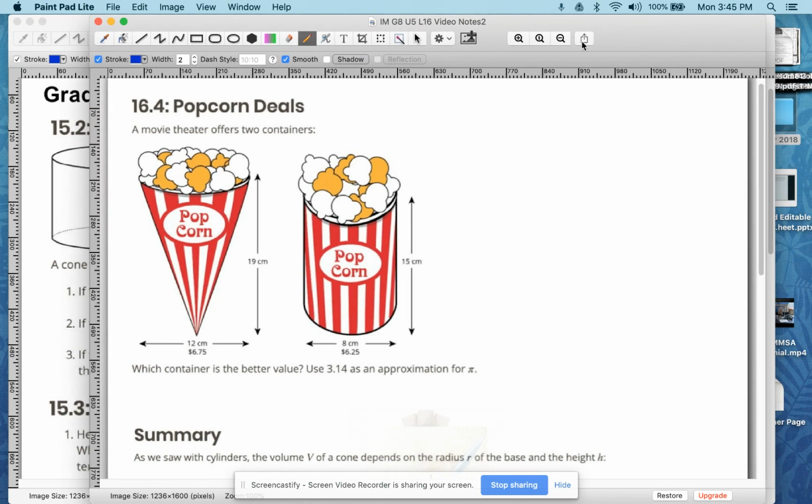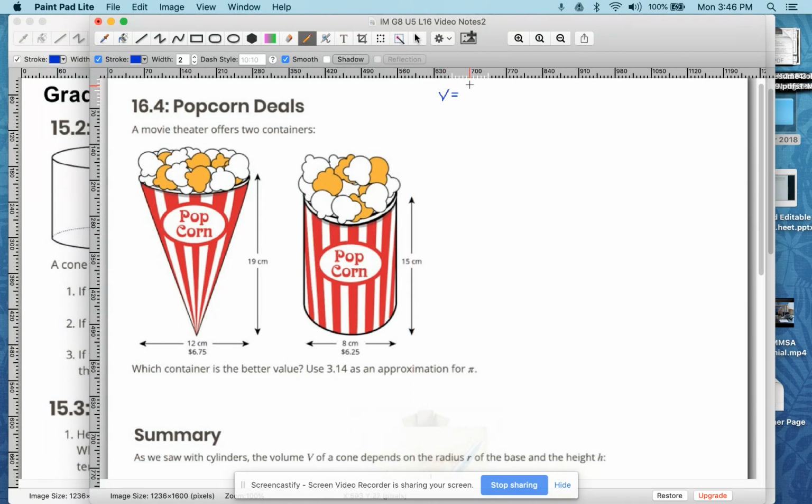All right. So a movie theater offers 2 different containers for popcorn. You can get a cone of popcorn or you can get a cylinder of popcorn. The dimensions are different and the price is different. And they want to know which is the better value. So we want to know what volume each one holds, and then figure out by dividing it by the price to see which one is the better value. So let's start with the cone.